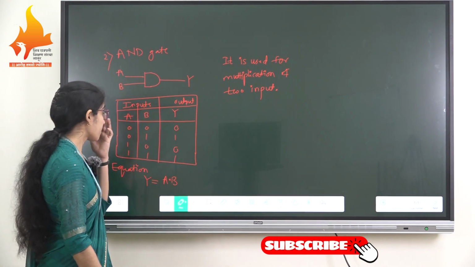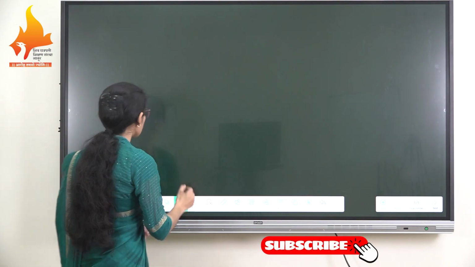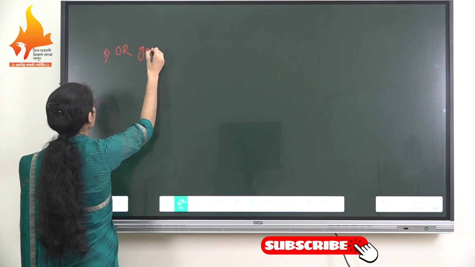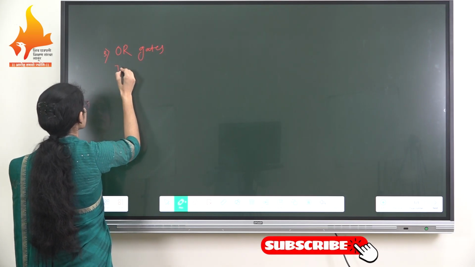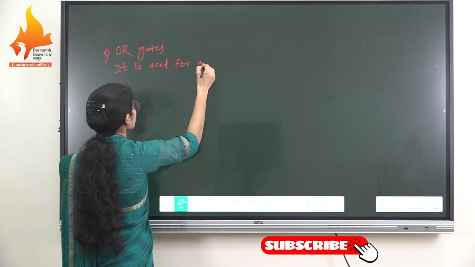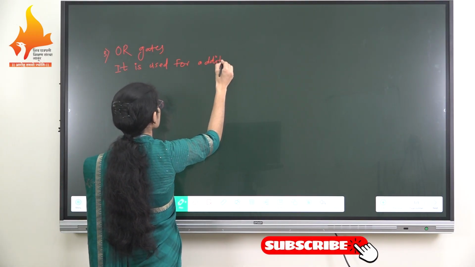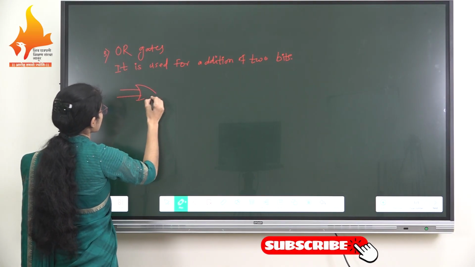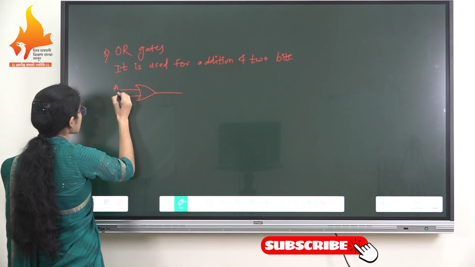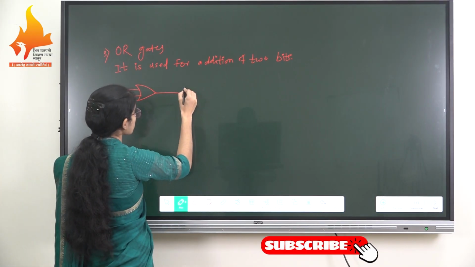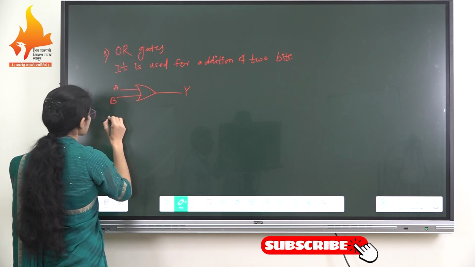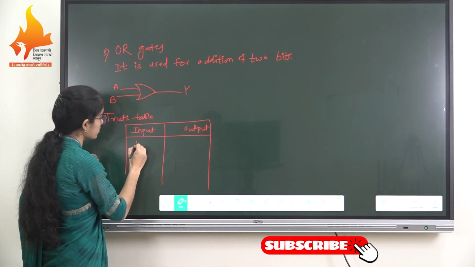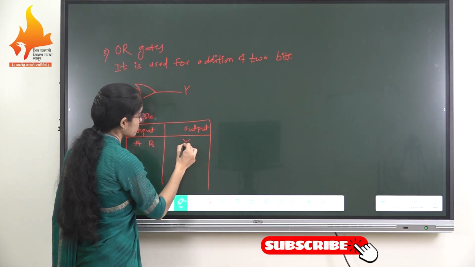Now next we will see the third gate, the OR gate. The function of the OR gate is addition of 2 or 3 bits. The symbol for the OR gate looks like this. Here we give inputs A and B and it produces output Y. Now we will see the truth table. The truth table consists of input and output sections. Here inputs are A and B and output is Y.